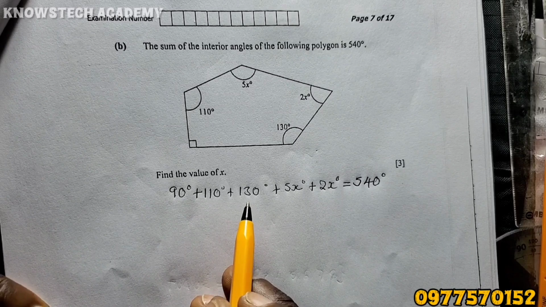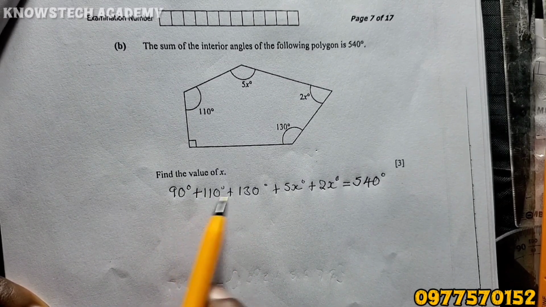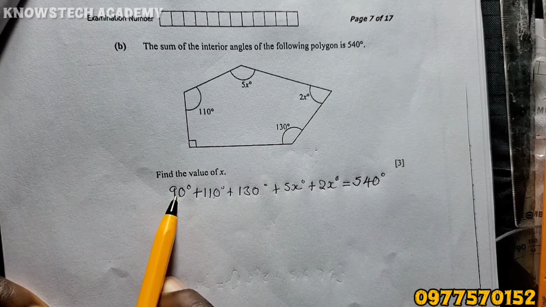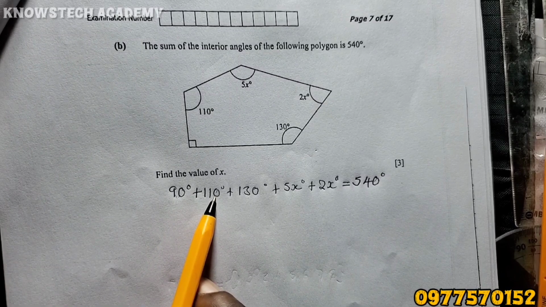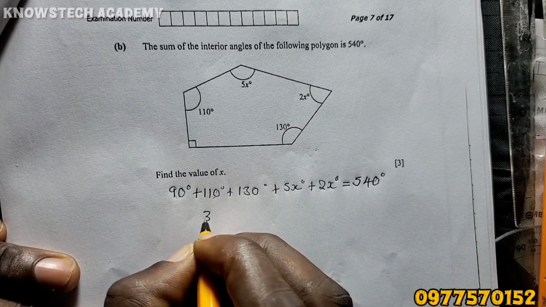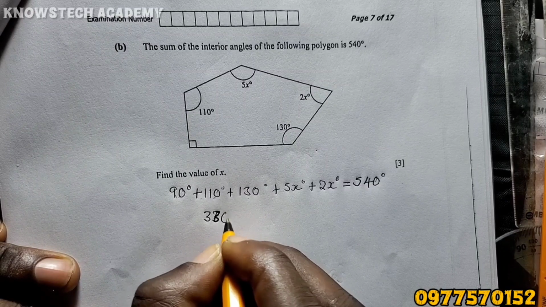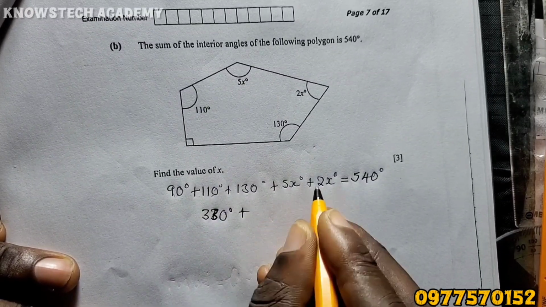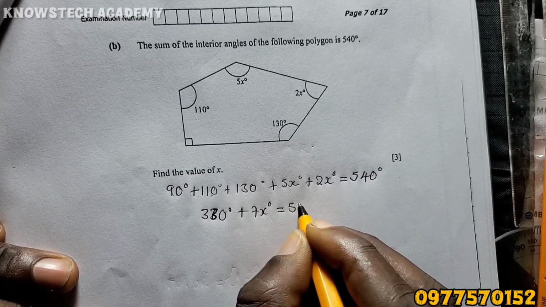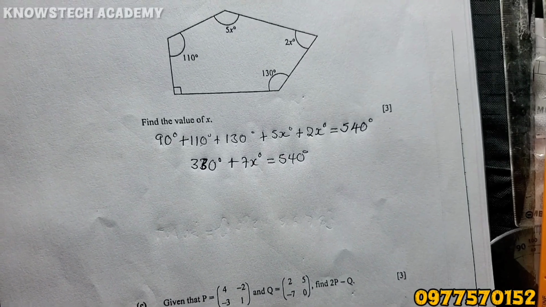Let's add like terms here. So you can group these like this. 90 plus 110, just add 10 to 90, it becomes 100. 100 plus 100 is 200. 200 plus 130 is 330. So you have 330 degrees plus 5x plus 2x, which is 7x degrees, is equal to 540 degrees. Okay, are we together, my good friends?